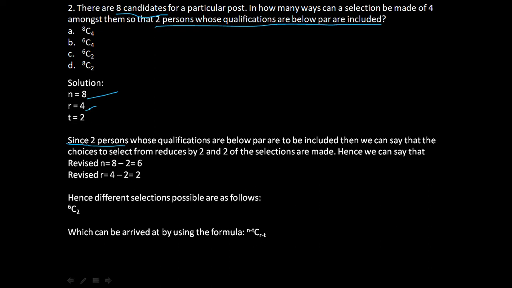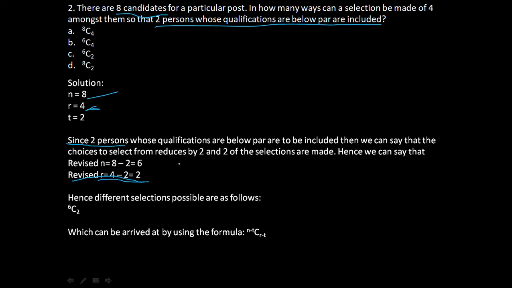মানে r যেটা আমার number of choices 4 ছিল, আমাকে দুজনকে তো নিতেই হবে, qualification যাদের কম ওদেরকে নিতেই হবে. So does my r any more remain 4? Not at all. দুজনকে যখন ওখান থেকে নিতেই হবে, I'm only left with 2 more choices. That's why we have written revised r as 4 minus 2 equals to 2.